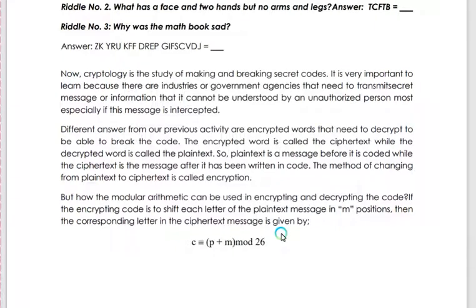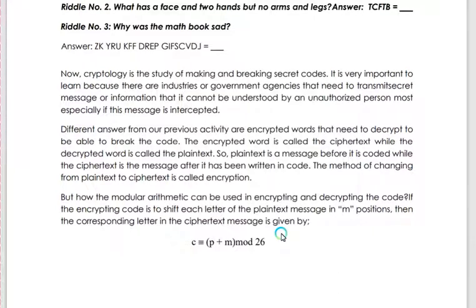So, now cryptology is the study of making and breaking secret codes. It is very important to learn because there are industries or government agencies that need to transmit secret messages or information that cannot be understood by an unauthorized person, most especially if this message is intercepted. So definite answer from our previous activity are encrypted words that need to be decrypted to be able to break the code. So the encrypted word, ginatawag na siya natin as your ciphertext, while the decrypted word, ginatawag siya natin as plain text. So plain text is a message before it is coded, while the ciphertext is the message after it has been written in code.